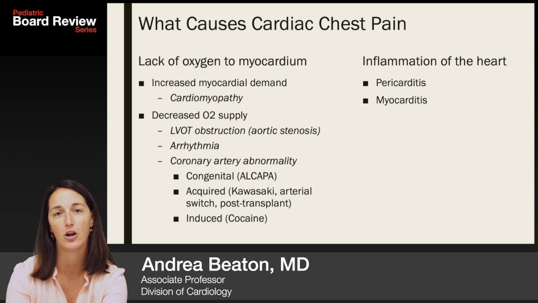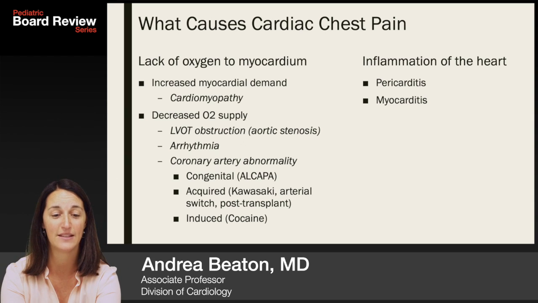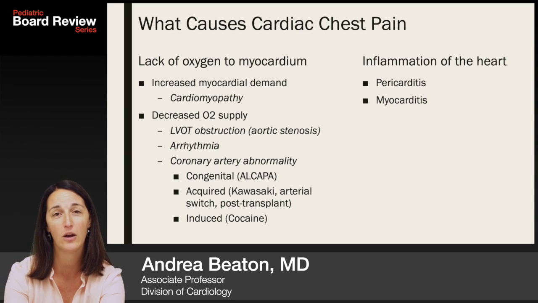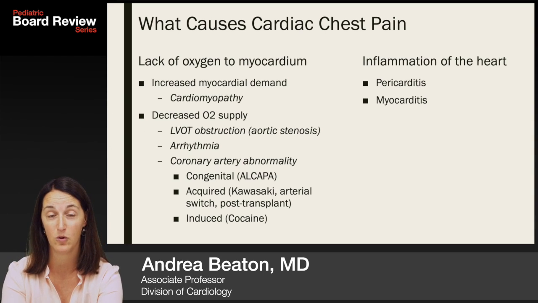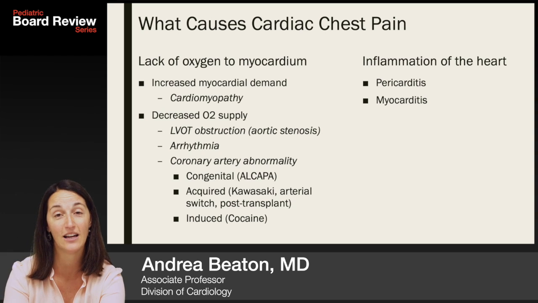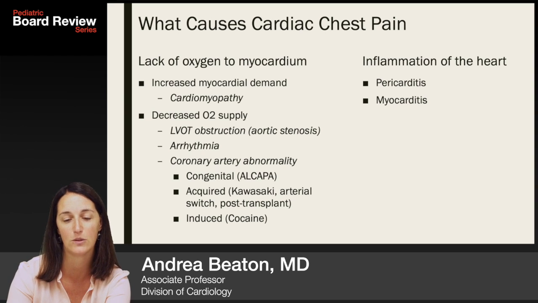Or a coronary artery abnormality. You can have congenital anomalies, such as anomalous left coronary from the pulmonary artery or the left artery coming off the wrong sinus. We'll talk about those in more detail. You can have acquired causes of coronary artery anomalies like Kawasaki's disease, arterial switch operations where we've moved the coronaries, or a heart transplant with cardiac disease. Or you can have induced coronary abnormalities like cocaine use with coronary artery vasospasm.